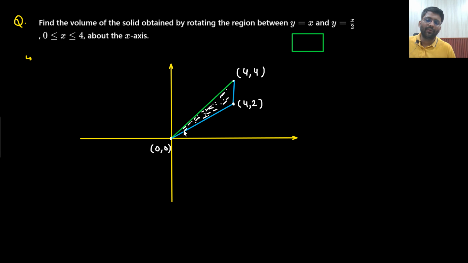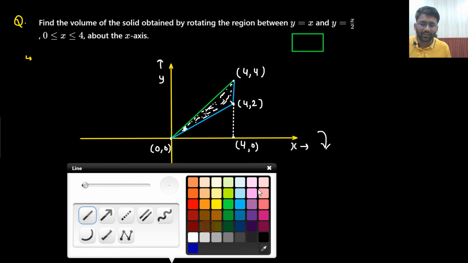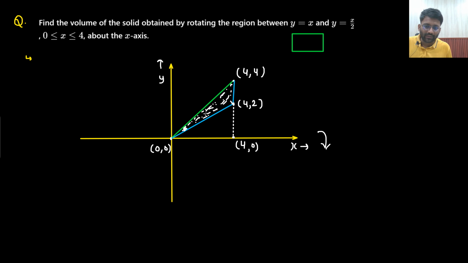Now I need to rotate it about the x-axis, and you need to go from 0 to 4, right? x going from 0 to 4. This is your x, this is your y, and we need to rotate it about the x-axis. So what will we be getting? Rotating about the x-axis, we just need to take the mirror image. So when I take the mirror image, this is what I will be getting.